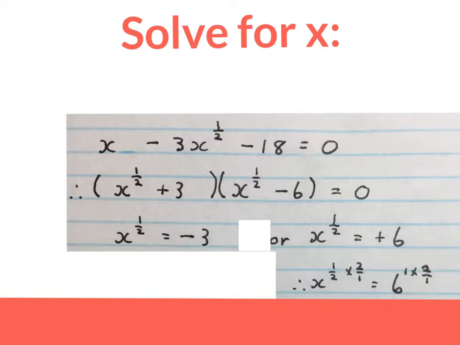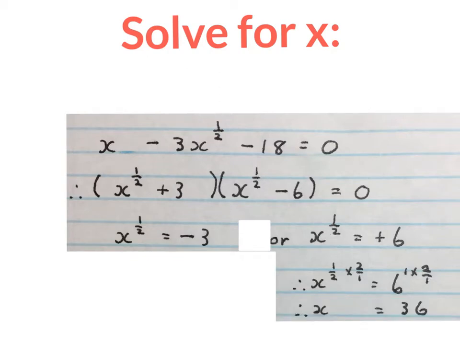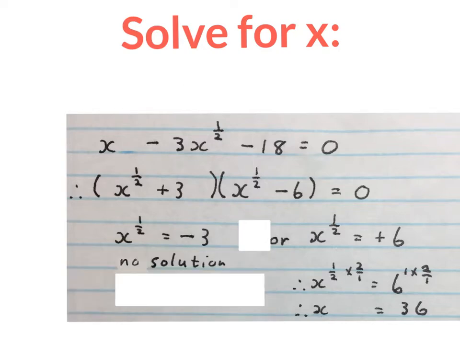Let's do the right-hand side first. To get rid of this half, the exponent of the x, I multiply the exponent by 2 over 1 on both sides. Then my one possible answer is x equals to 36. Please stop the video and get your brain around that one. Now don't get afraid. For this, x to the power of a half equals to minus 3, there is no solution for him. We will also explain that separately now.